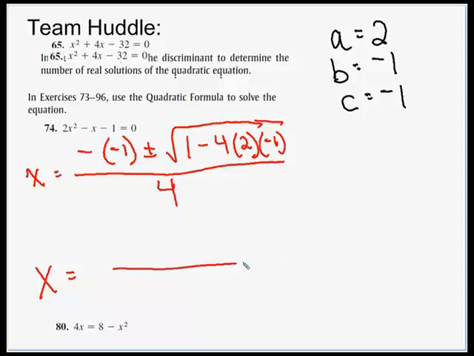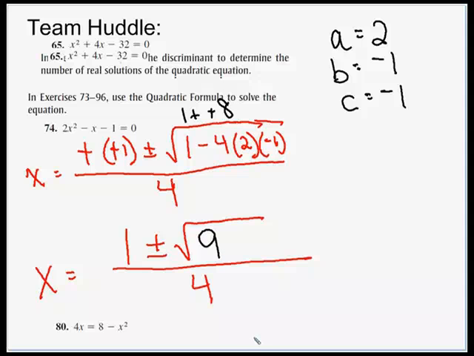And let's clean this up a little bit. Here we have minus a -1, that turns to a +1. And then we have our plus and minus, and then we have our radical. Let's see what we got under the radical. 1 minus 4 times 2 times -1 is -8. So we add the opposite. Ooh, that turns into a 9, and that is a perfect square.